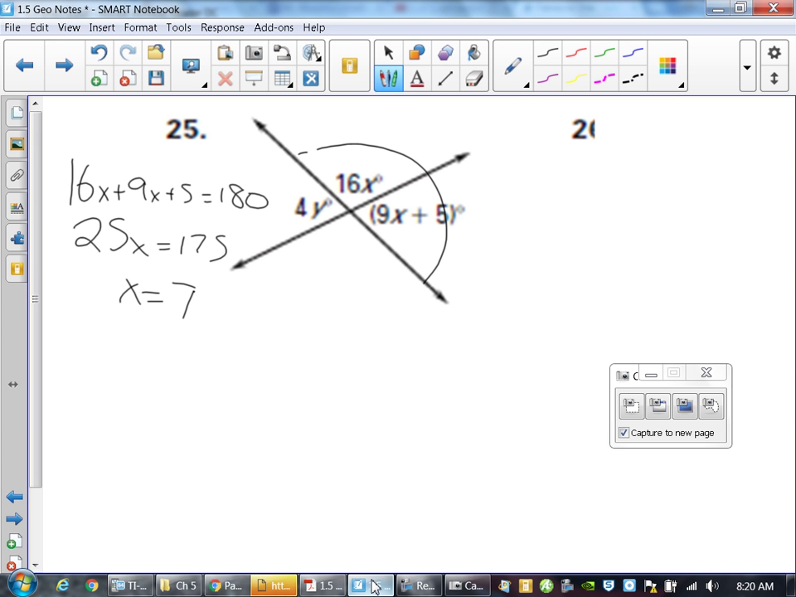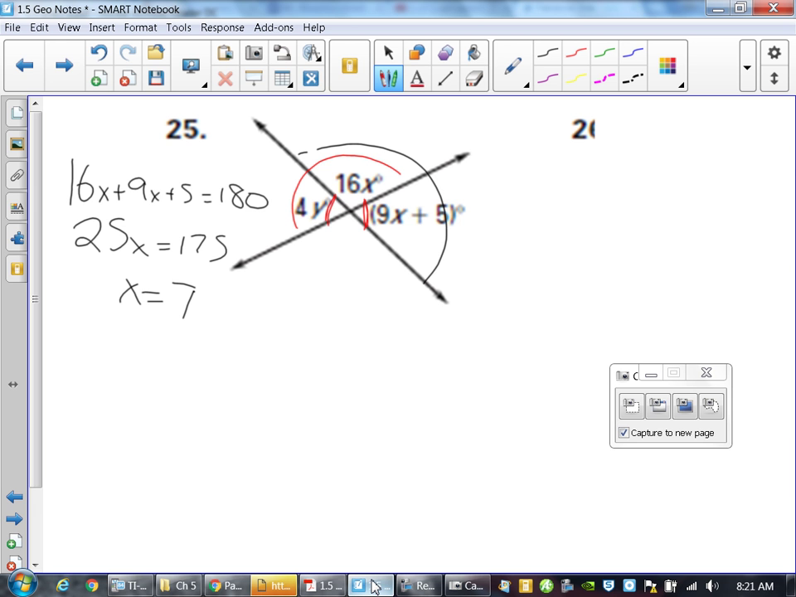Correct. Now I can do one of two things here to solve for y. I can set these two equal to each other because they are vertical, or I can add these two together and set it equal to 180. Doesn't matter which method you choose. So I'm going to use the vertical. What's 9 times 7? 63. Yeah.